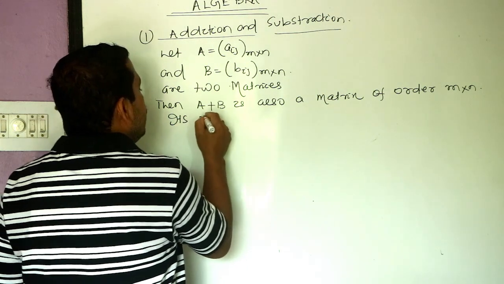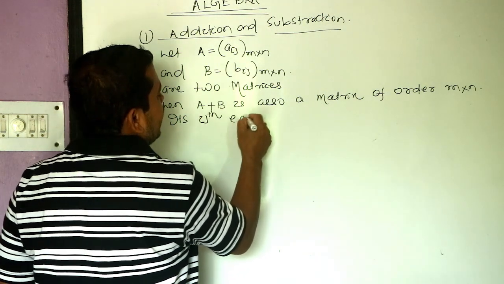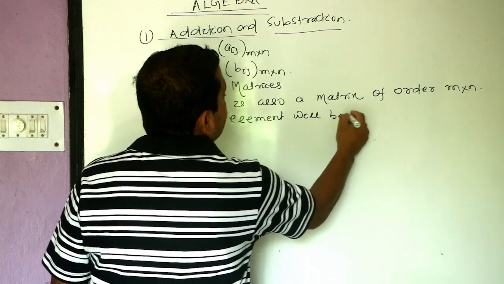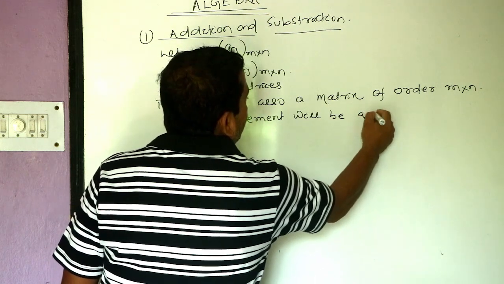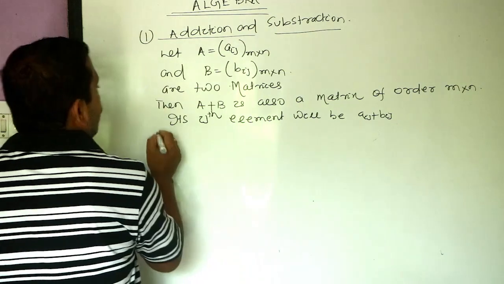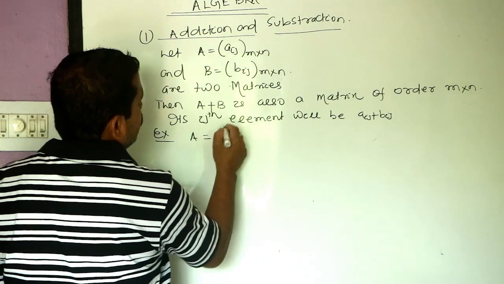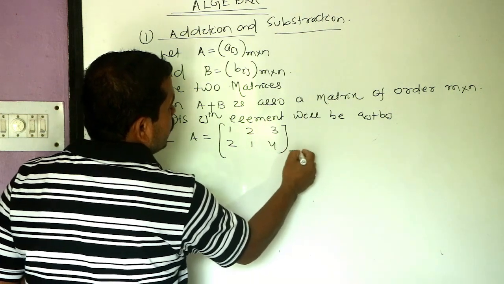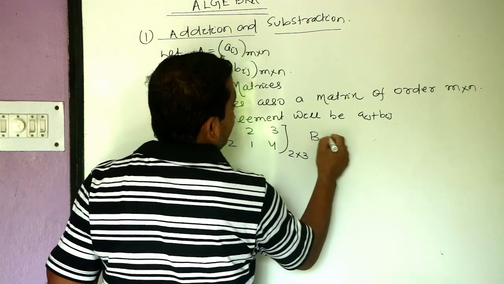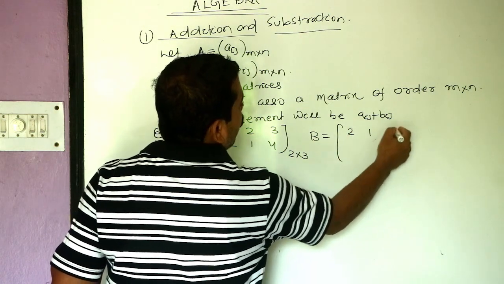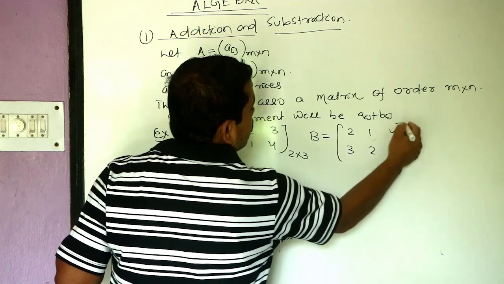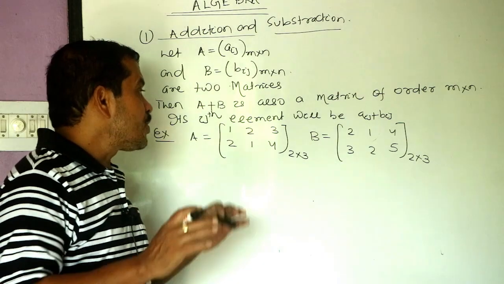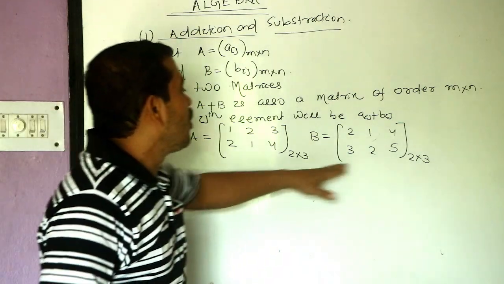Its ijth element will be Aij plus Bij. For example, suppose A is the matrix 1, 2, 3, 2, 1, 4. Its order is 2 cross 3. And B is the matrix 2, 1, 4, 3, 2, 5. Its order is 2 cross 3. Now we can add A and B, and also we can subtract A and B, because they have the same order.